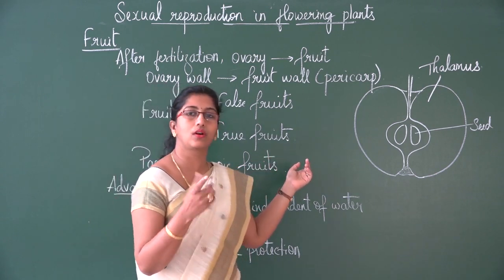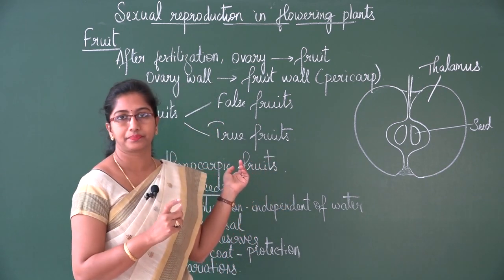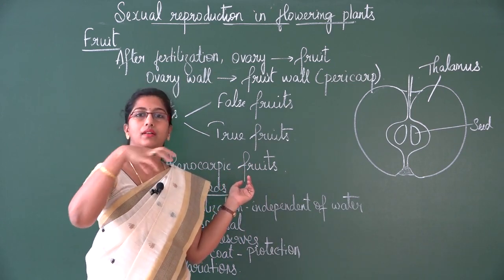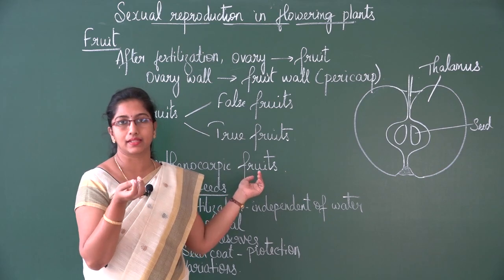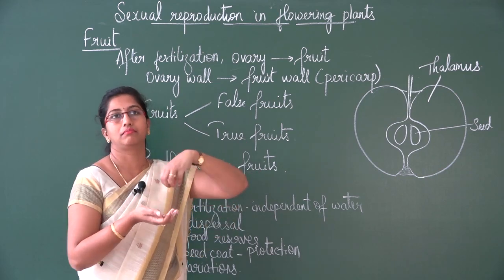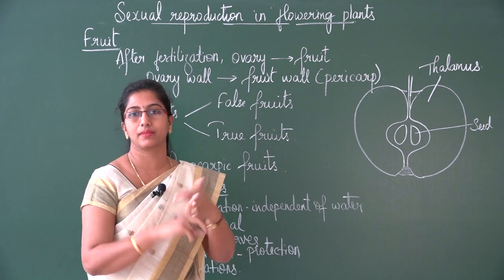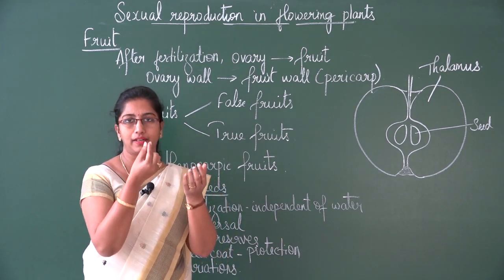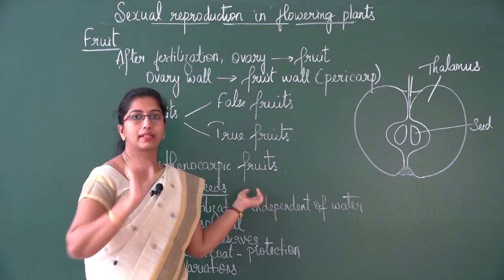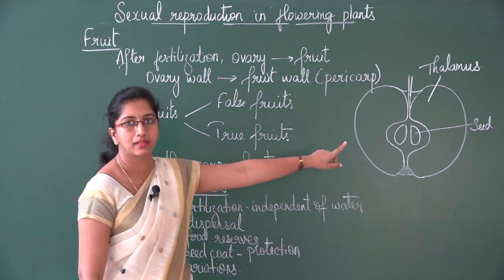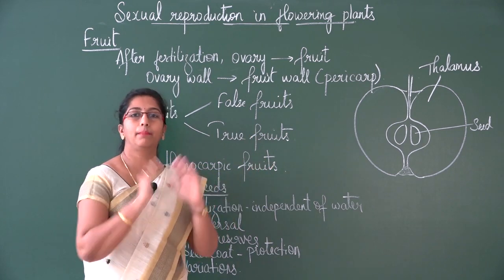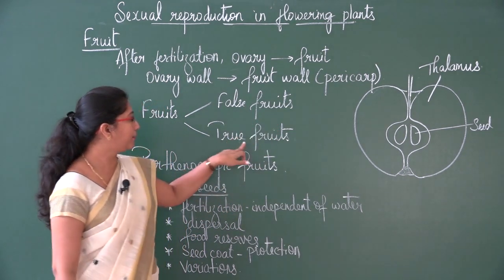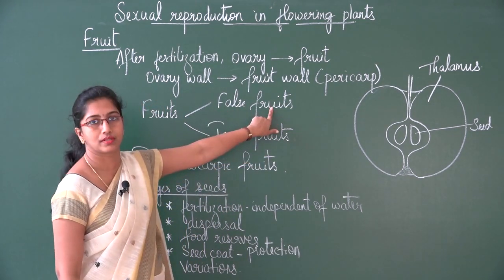the thalamus, or we also call it the receptacle, is the basal part of the flower to which all the other organs are attached. It's a small disc-like structure to which the androecium, the gynoecium, the petals, everything is attached. That is the base of the flower, which is disc-shaped, called the receptacle or thalamus. Now this also becomes a part of the fruit.